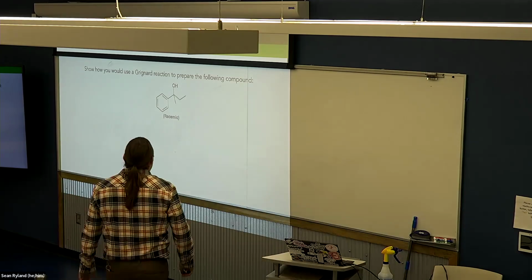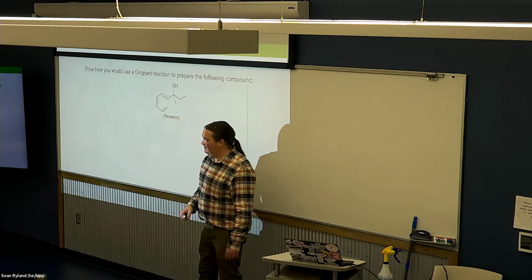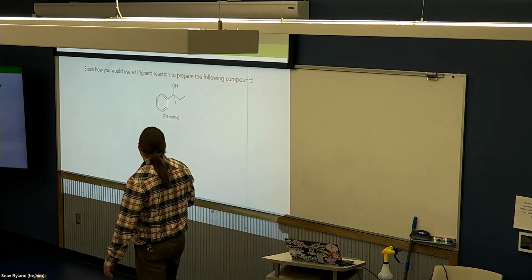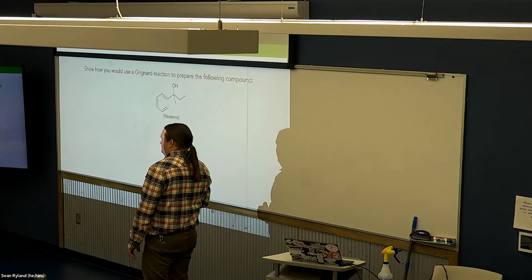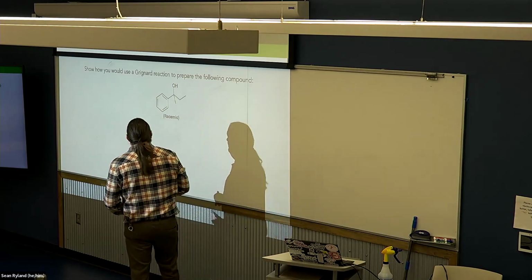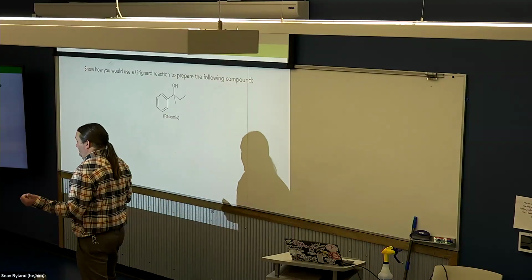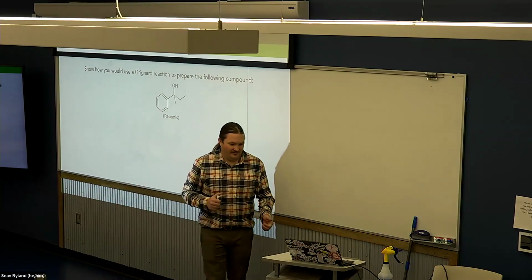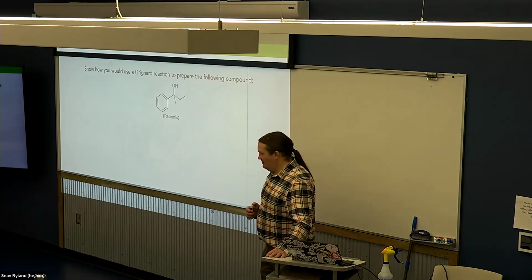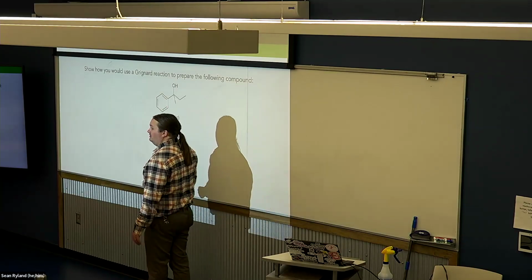So what could we start with and react with in order to make this? Exactly the point. We want to use the Grignard reagent though, right? We want to use the Grignard reagent to make the tertiary alcohol here.